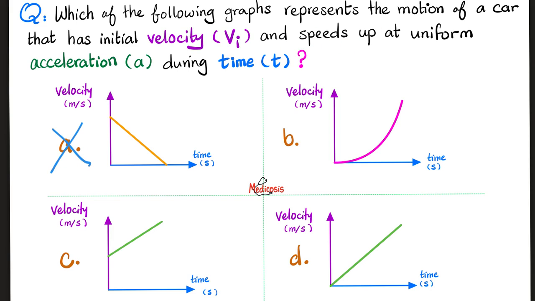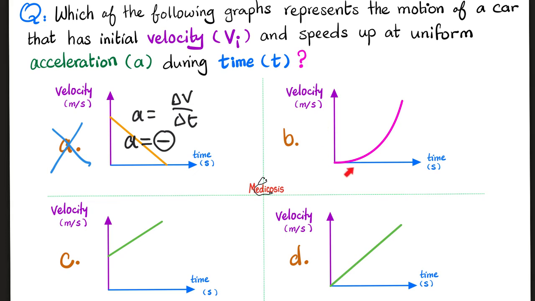So A is incorrect. Question, velocity over time, what's the slope of this? This slope equals acceleration because you know that acceleration is delta V over delta T. And if the line is going down like this, it implies that acceleration is a negative number, which is not true because I'm speeding up. Acceleration has to be positive.